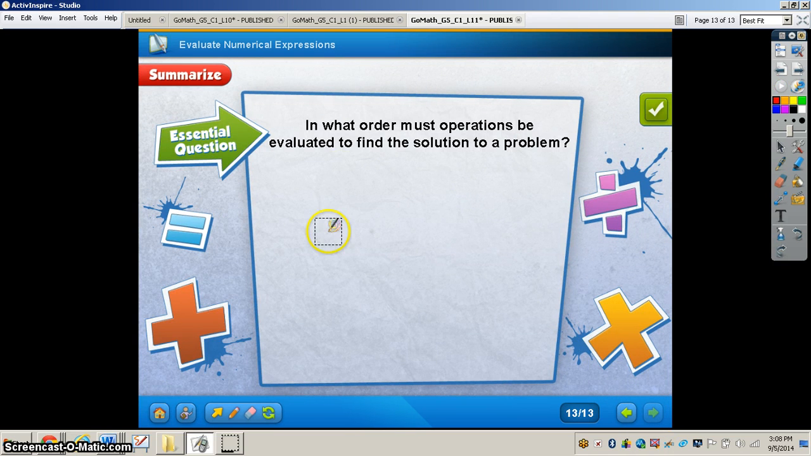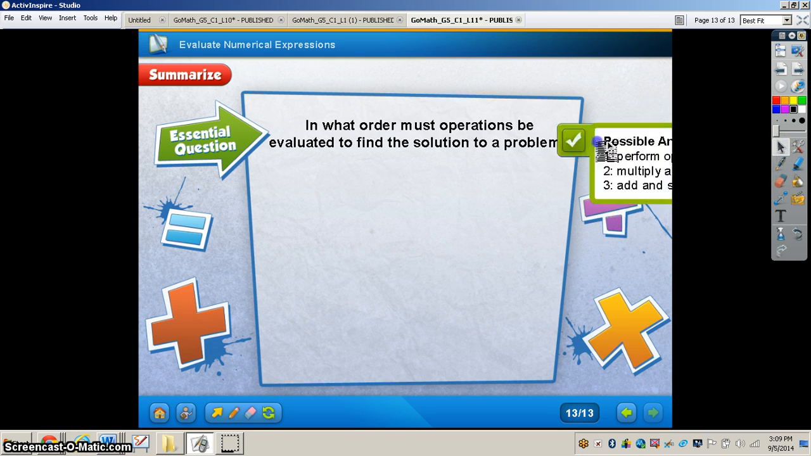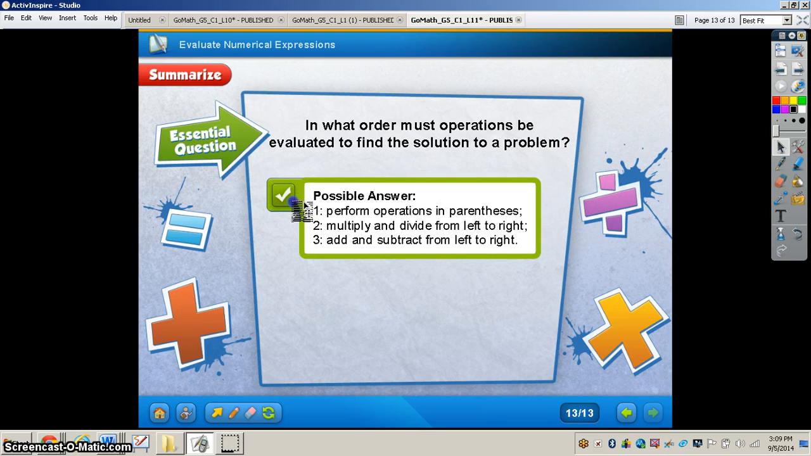Okay, so taking a look at the essential question, in what order must operations be evaluated to find a solution to the problem? We can see the answer to the essential question is right here. Perform operations in parentheses, multiply and divide from left to right, add and subtract from left to right. Remember, please excuse my dear Aunt Sally can be a helpful little tip on order of operations. If you have any questions about this concept, please come and see me.